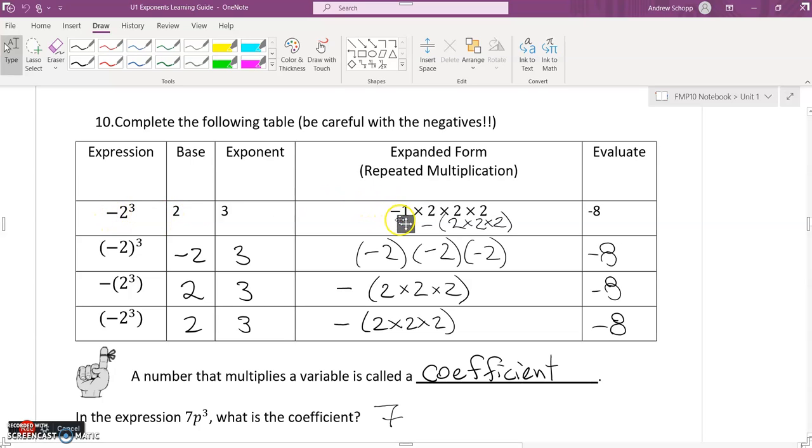So we can write that as a negative 1 times 2 times 2 times 2, or as the negative of 2 times 2 times 2. Either way, we get negative 8.